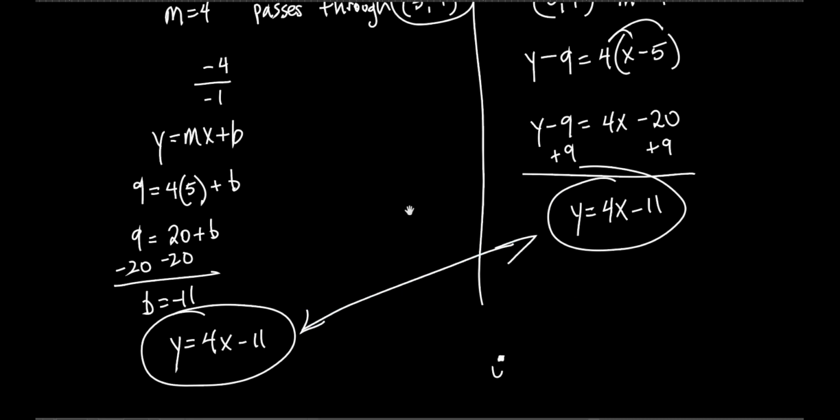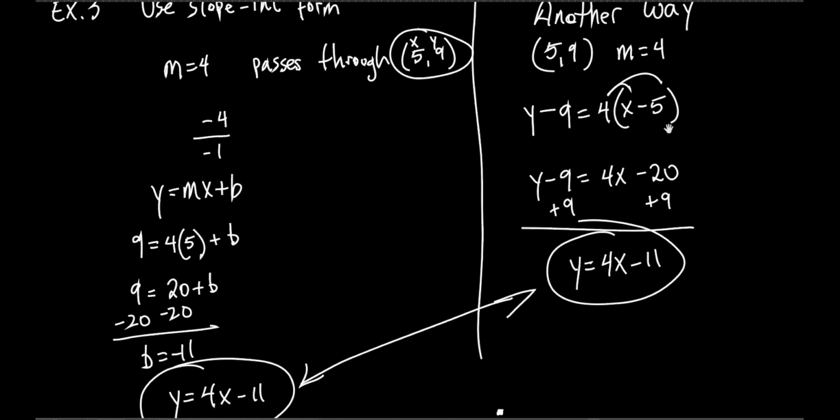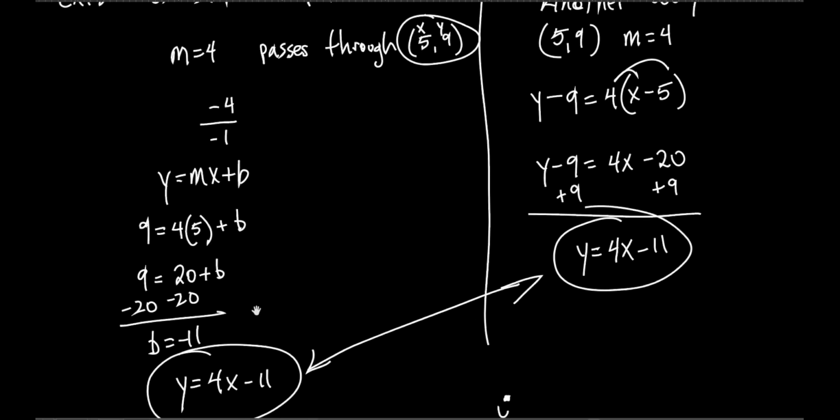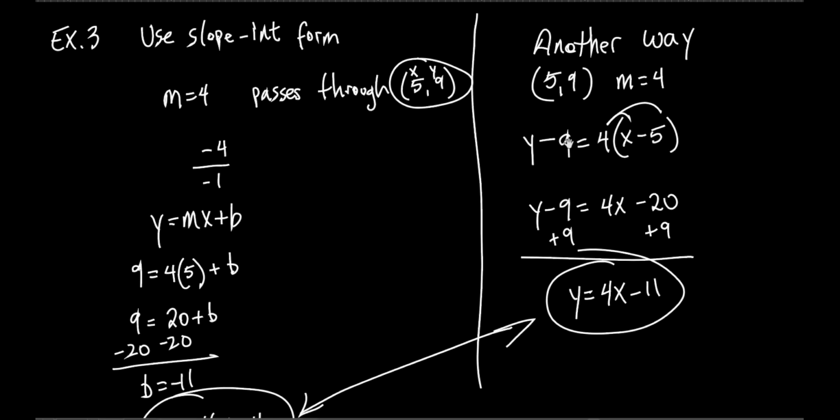Which way did you like better? Yeah, I kind of like this one better, don't you? All right, but this still works, and that's what they're trying to show you. This x and y represents any point on a line. Well, they tell me one point on a line, so let's use that one point that I know. So we stick in the x and the y for that, solve for b, and you're good to go. But this is another way to do it.